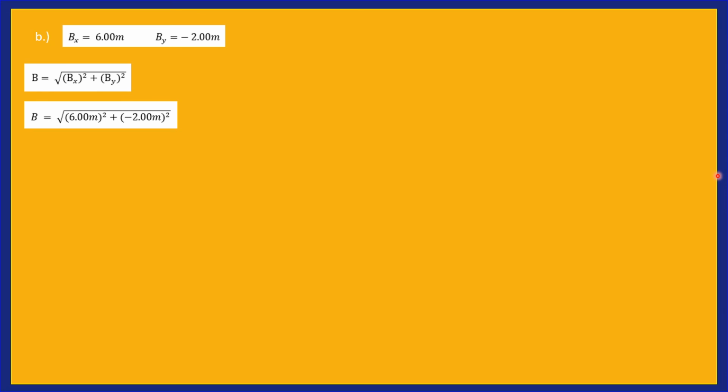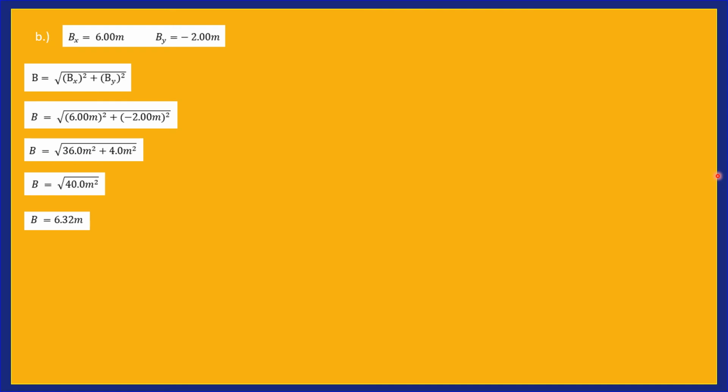How about this one? We have Bx equals 6 meters and By is negative 2.0 meters. So find the magnitude first. Same formula, we have B equals square root of Bx squared plus By squared. So put the numbers. We have 6 squared plus negative 2 squared. We have 36 plus 4. It gives us 40 square meters. Square root of 40 is 6.32 meters.